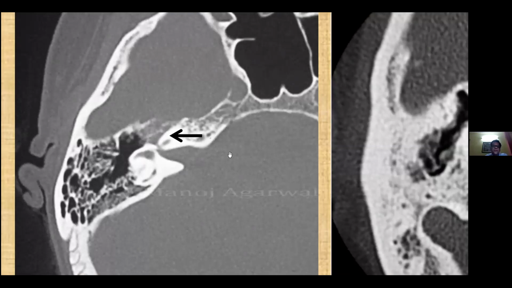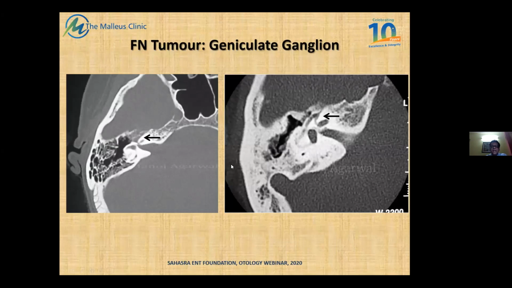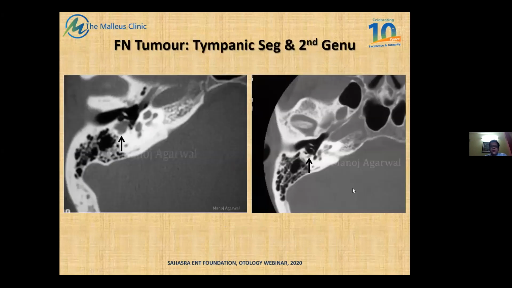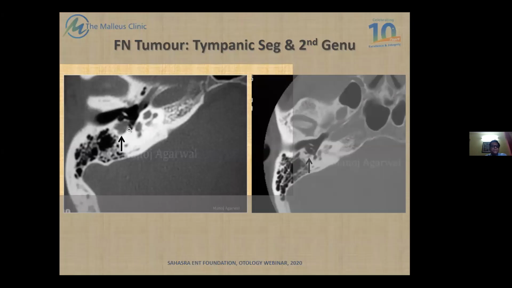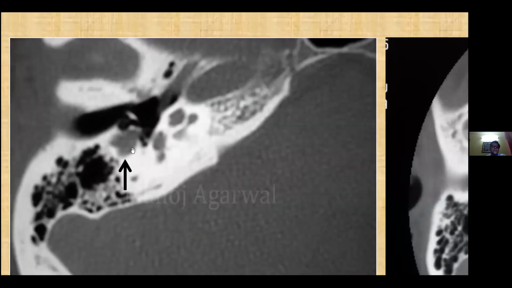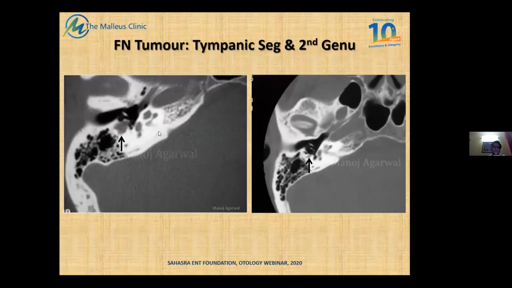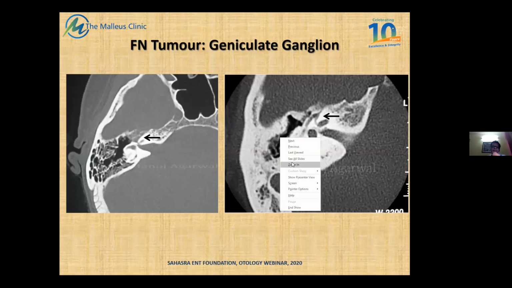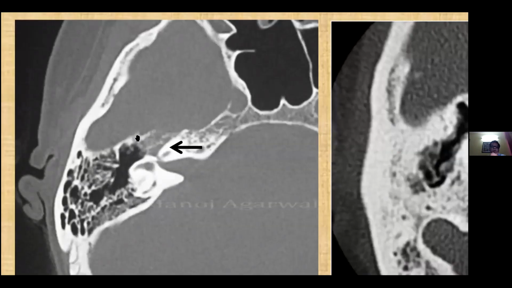So if we go back to the previous slide and we zoom in over here, we see the shadow is homogeneous. It is not showing us any spicules or any intralesional calcification. But if we go to the next one and zoom in again, we see that the lesion is not homogeneous. It is heterogeneous with these hyperintense shadows within the substance of the overall shadow.